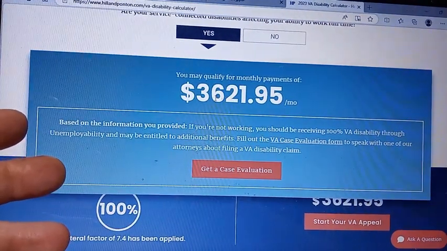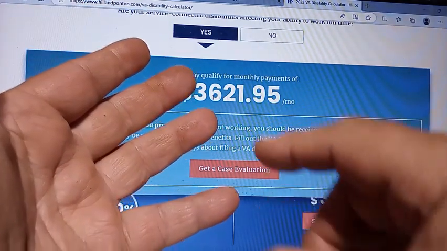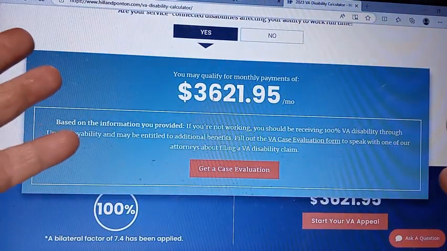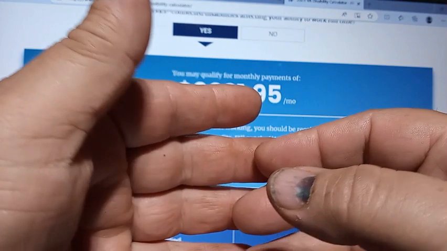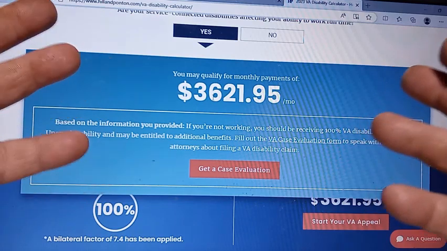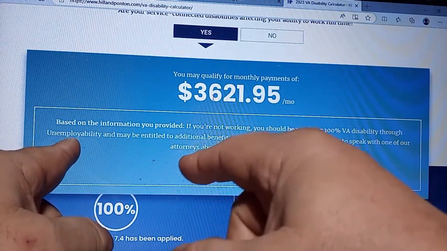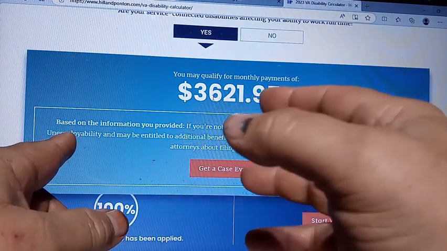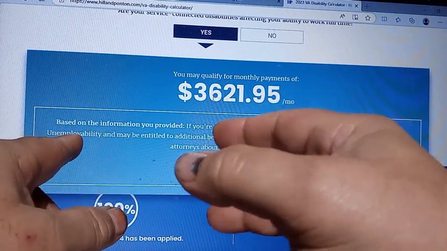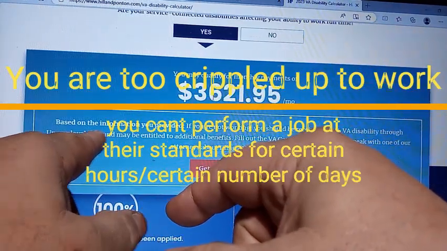And so there are 2 types of VA disabilities. Currently, I'm 90%. I'm capable of working if I could work. I could be 100% disabled and still be able to maintain a job. And then there's unemployability, meaning you cannot work. Your body is too worn out for you to work. That's me. I am unemployability.